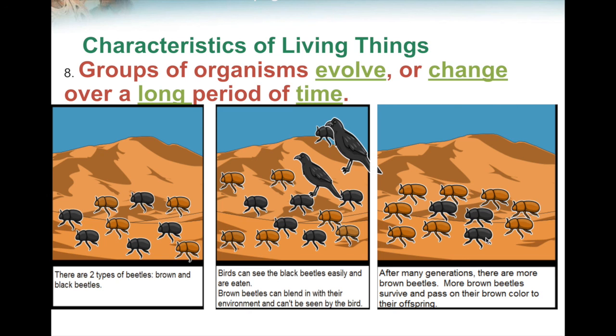So these are the 8 characteristics of living things. Remember, in order to be considered alive or living, you need to have all 8 characteristics. If you're missing even one, that thing that you're looking at is not alive, it is a non-living thing.